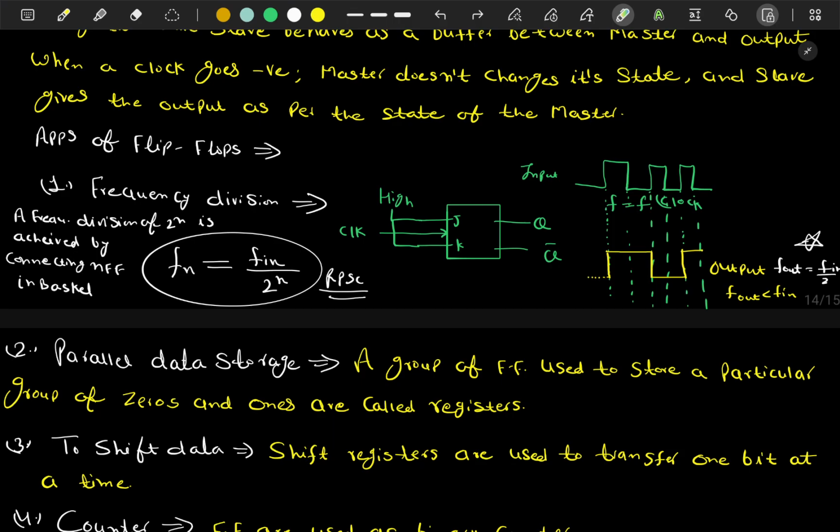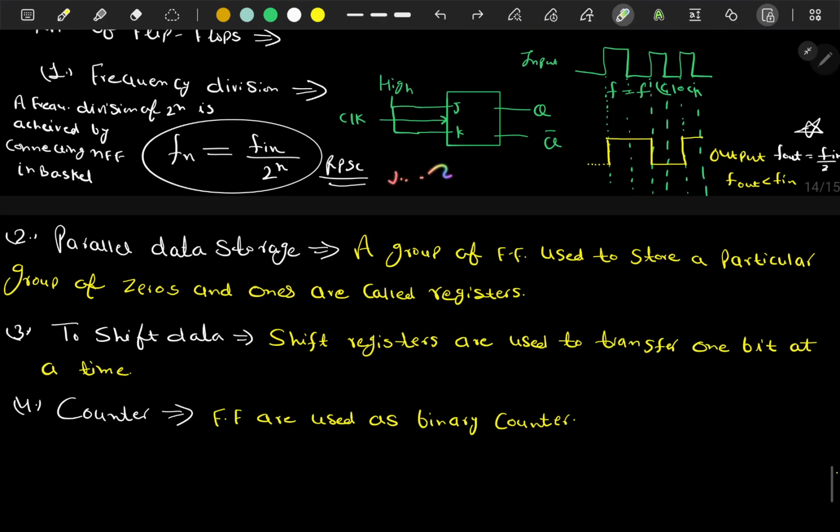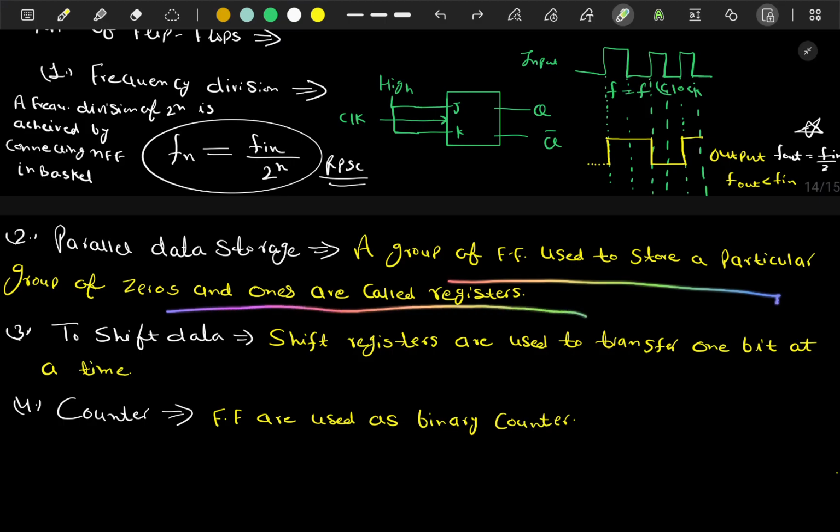So it will act like a frequency divider. It will divide the frequency by half for 1 flip-flop. A frequency division of 2 raised to the power n is achieved by connecting n flip-flops. So when you have n flip-flops, the frequency is divided from the clock pulse input by 1 upon 2 raised to the power n. Just remember, very important. It can also be used for parallel data storage, as 1 bit, and in registers to shift data, and as a counter.